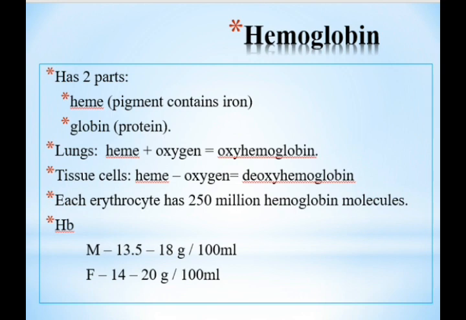Each erythrocyte would have 250 million hemoglobin molecules. For females, you have 14 to 20 grams per 100 milliliters. Males have 13.5 to 18 grams per 100 milliliters.